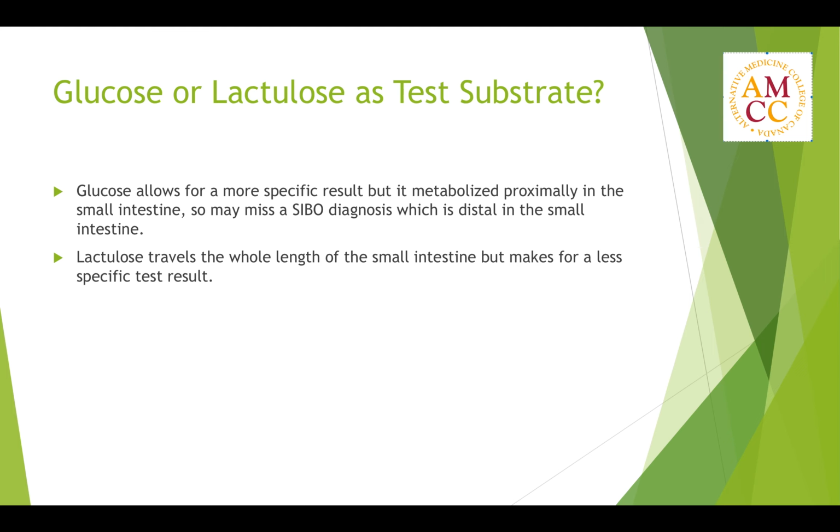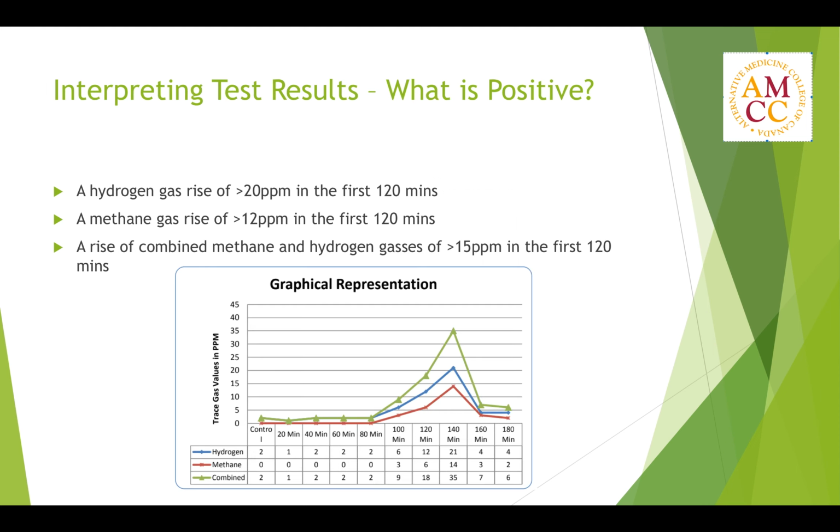Glucose gets metabolized very quickly in the proximal small intestine. So if the overgrowth of bacteria is distal, at the end of the small intestine, a glucose test may miss that and create a false negative. Lactulose seems to be broken down more slowly, so chances are it will travel the whole length of the small intestine and pick up wherever the growth is, but it gives a less specific result. In a way it would be good to do both, but you need to pick one. Either one that you pick will give you good information, hopefully.